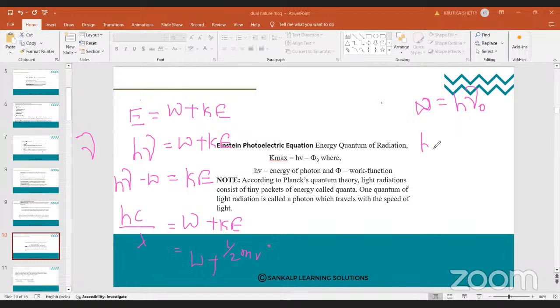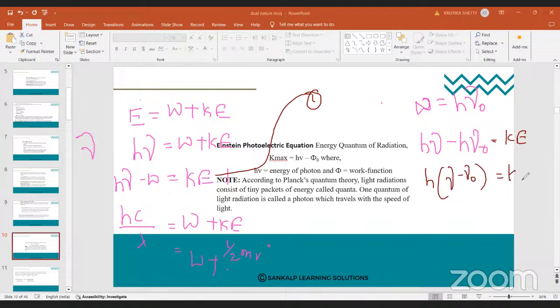So how can we write the equation, students? h nu minus h nu naught, this equation. So here h nu minus w is equal to kinetic energy. Equation 1, I am writing it as w is equal to h nu naught. Therefore h nu minus h nu naught is equal to kinetic energy. So what is common here? h is common. Therefore h into bracket nu minus nu naught is equal to kinetic energy. So kinetic energy is also written as half mv square. So h into bracket nu minus nu naught equals half mv square.